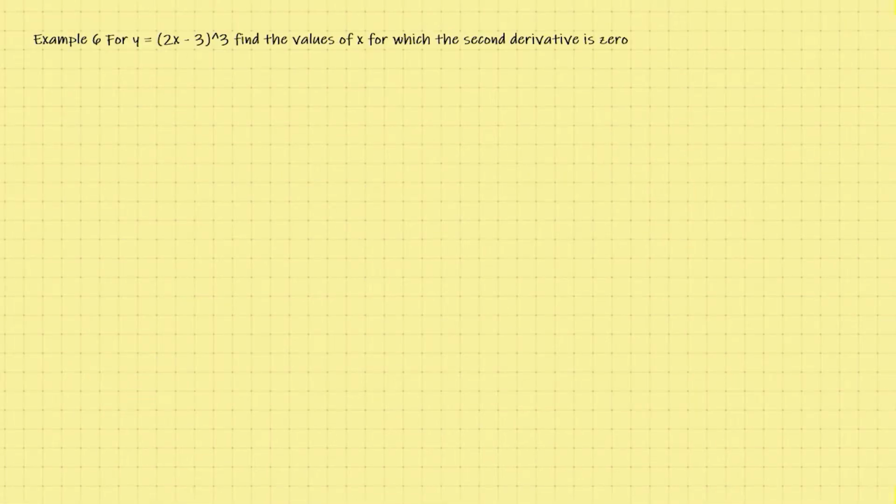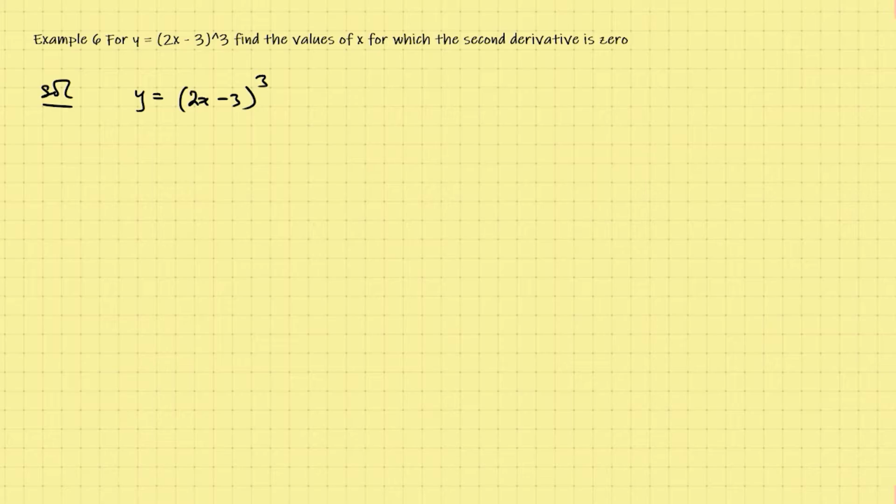Moving on to the next example, we're given a cubic here and we have to find the value or values of x for which the second derivative of this cubic becomes 0. So we can directly solve this. So let's write down the cubic. Our cubic is 2x minus 3 cubed.